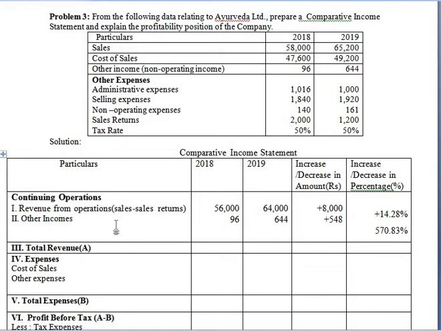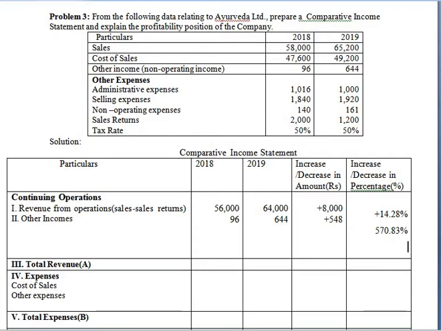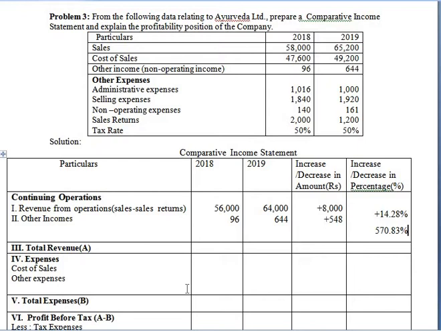Now next, find out total revenue. How can we find out total revenue? Net revenue, that is revenue from operations plus other income, we will get total revenue. So for 2018, 56,000 plus 96 rupees, which is equal to 56,096 rupees. And for 2019 it is 64,000 plus 644, which is equal to 64,644.